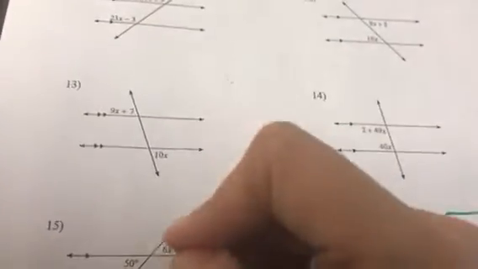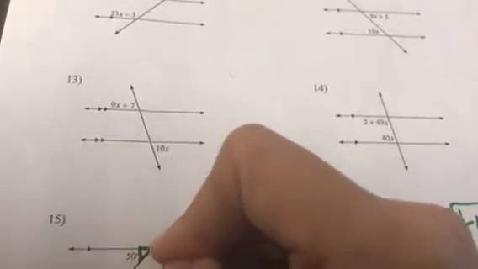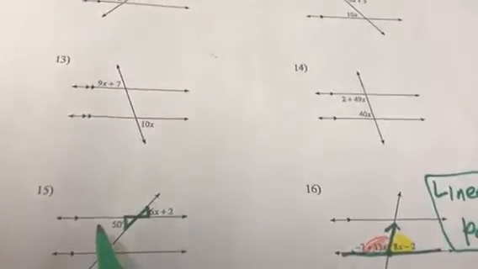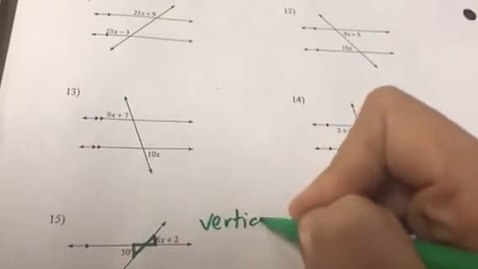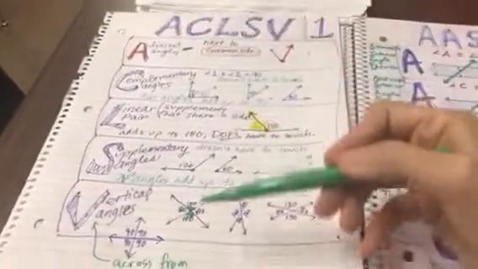Finally. This one is across from that one. This one's across, so I'm going to call that vertical. Awesome sauce. Okay. And the rest of these were linear pair. So now I think I've searched for everything on this page. Now I'm going to search for some of these.